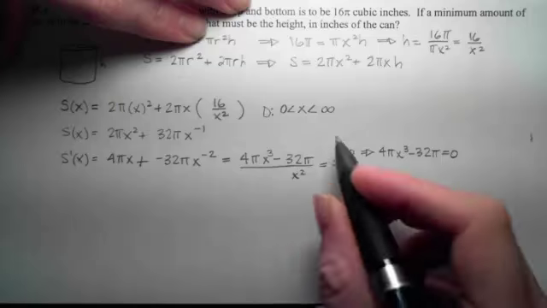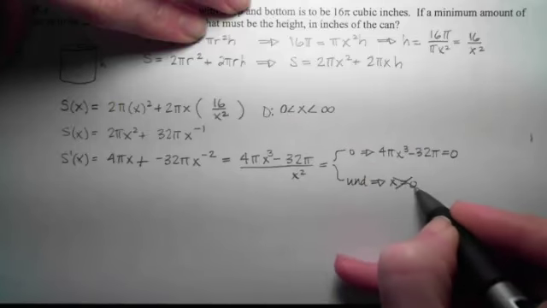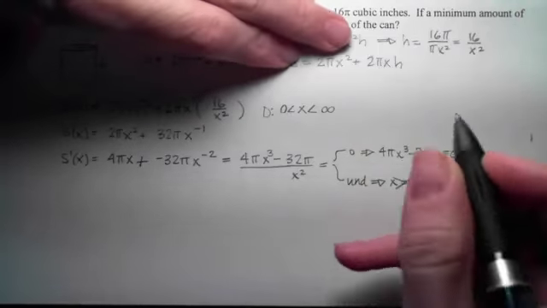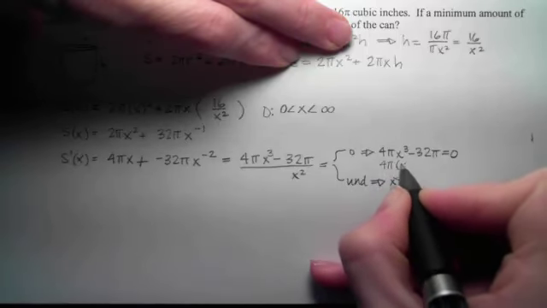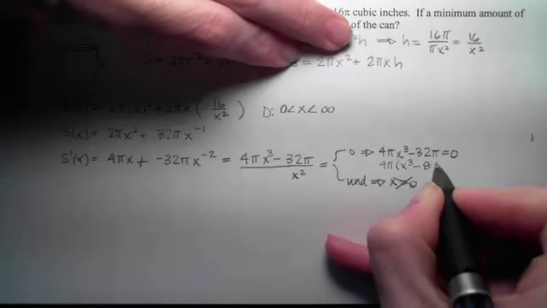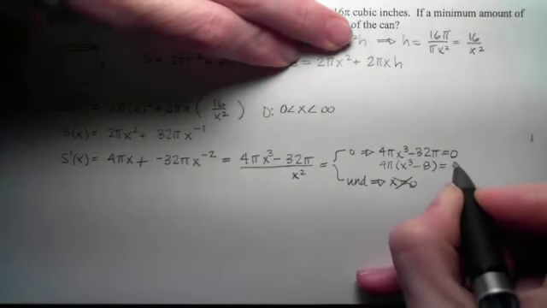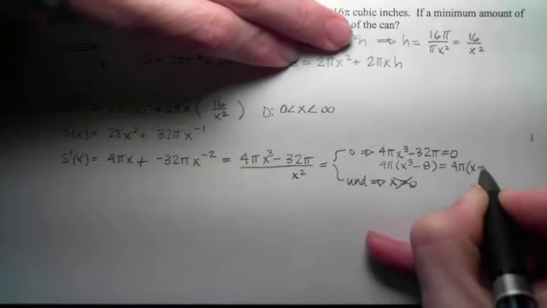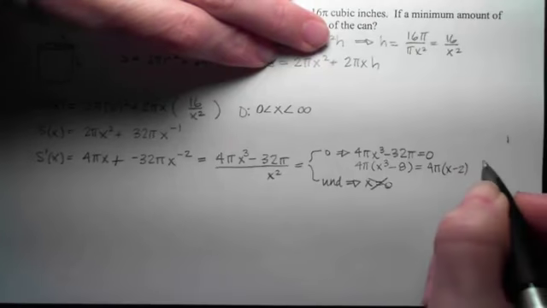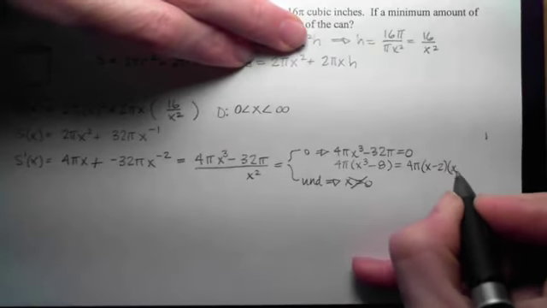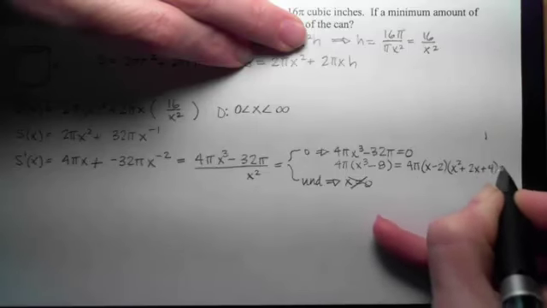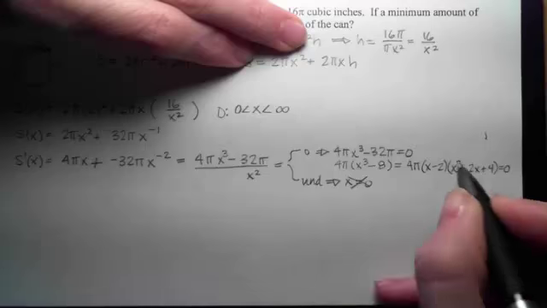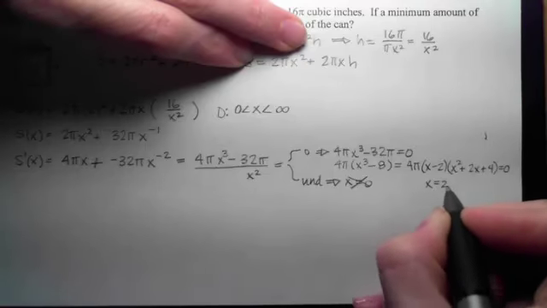Well, this one gives me x equals 0, which is not in the domain, so I can't use it. But this one, I can pull out a 4 pi. That gives me x cubed minus 8, which will then factor into x minus 2 and x squared plus 2x plus 4. So that will equal 0 when x equals 2.